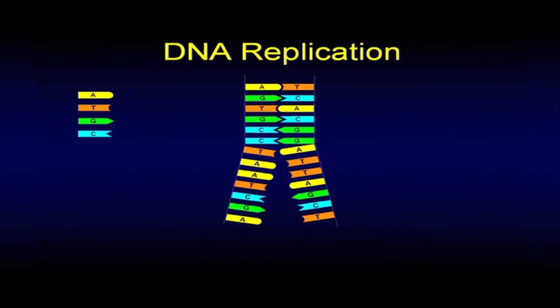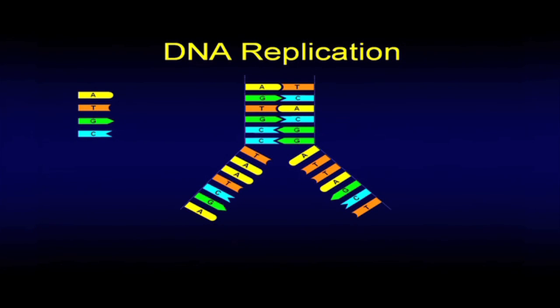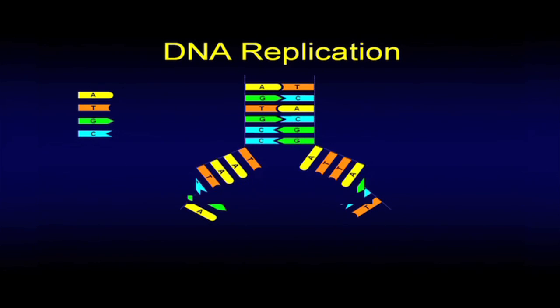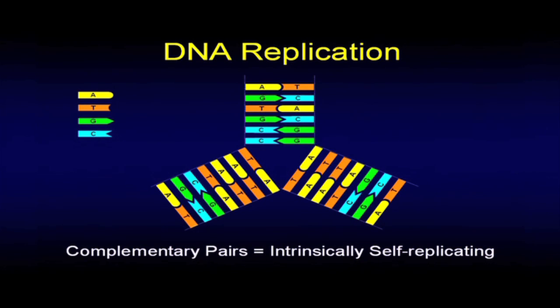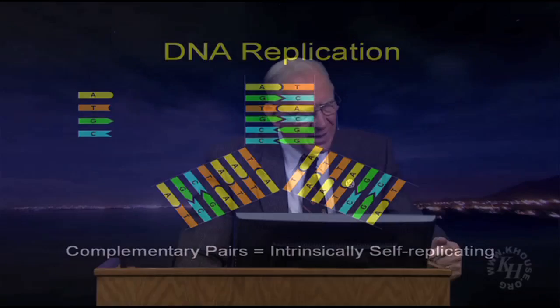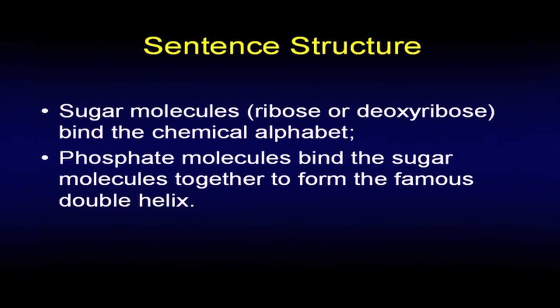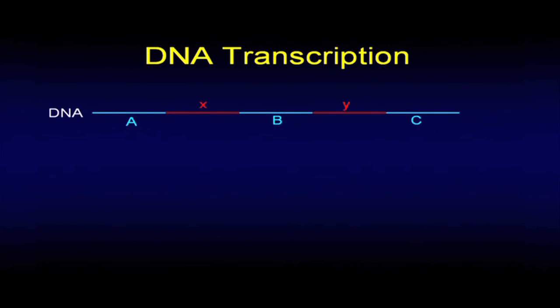It's as if the original is its own carbon paper, if you will. And so when called upon, they will split, replicate themselves, make a copy of themselves, and these complementary pairs, it's intrinsically self-replicating. So we not only have a complex coding system here, it's one that intrinsically multiplies itself when necessary. Now, there's a sentence structure implied to this. I won't get into all that here for this discussion.